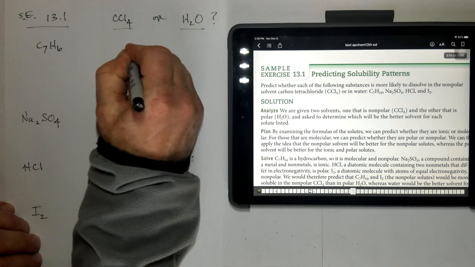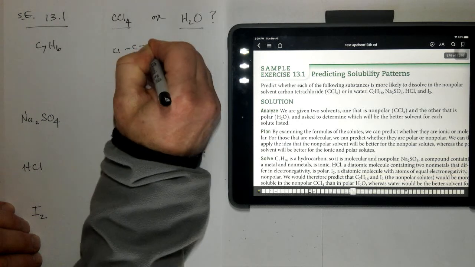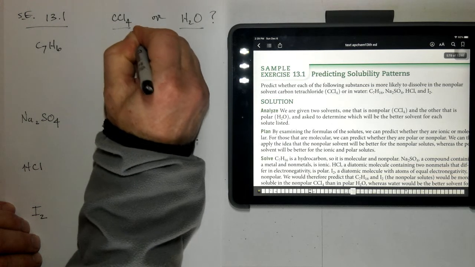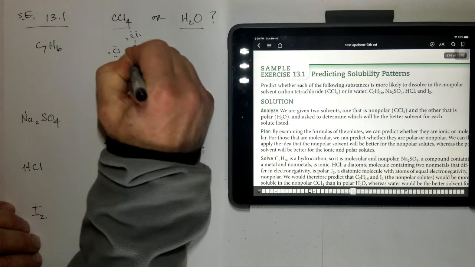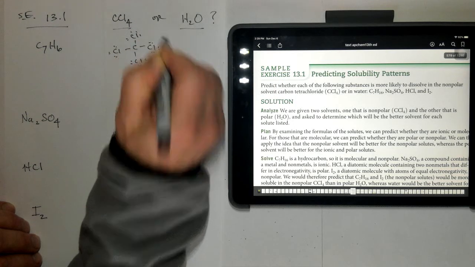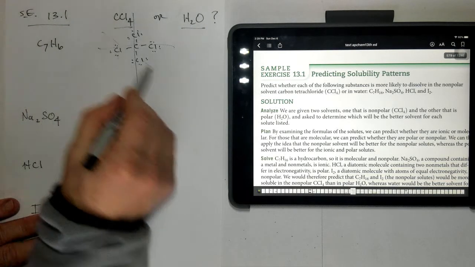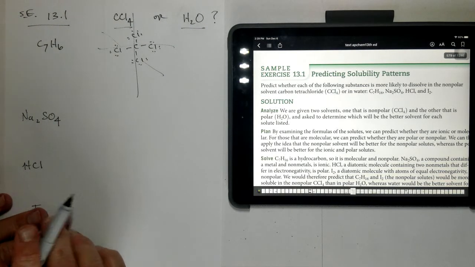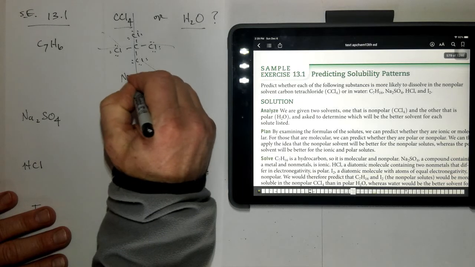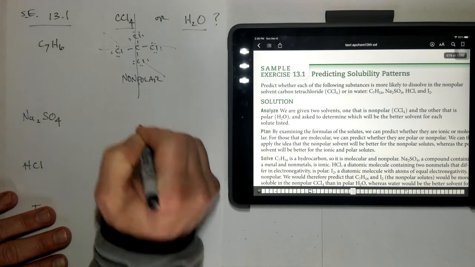So when you draw carbon tetrachloride, you're going to get C with 4 Cl's around it, unshared pairs of electrons all around, and then ask yourself the question, is it symmetrical or not? Well, it doesn't matter which way you slice it, as long as you slice it in half, it's going to be perfectly symmetrical. So this is a nonpolar solvent.